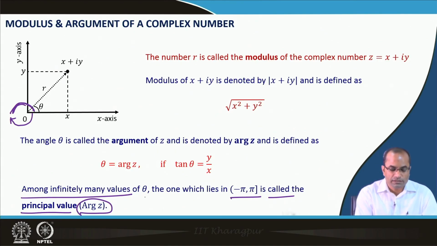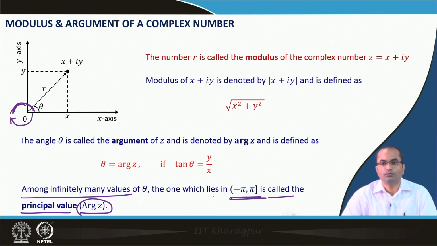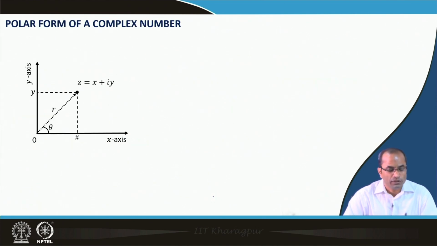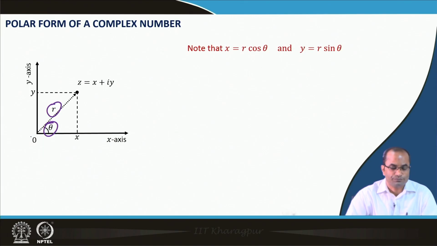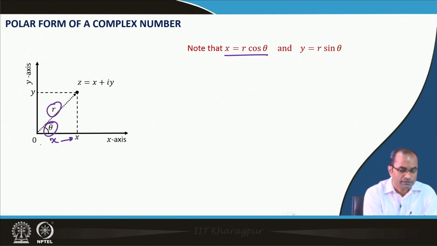So, among all these, if we choose the one which lies between minus pi to pi, we will call this the principal value of the argument of z. So, that is going to be just the unique value. Well, so the polar form of a complex number we will define with the help of this argument theta of z. Note that this is the x distance here and this is the y distance.